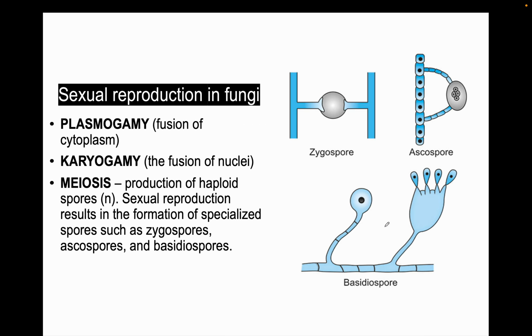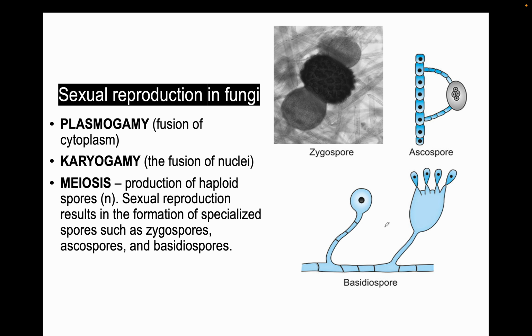For sexual reproduction, I already mentioned the 3 steps. Plasmogamy, when cytoplasm fuses, plasmo, cytoplasm. So the nuclei coming from 2 different mycelia can combine. Karyogamy, when the nuclei fuse within a heterokaryotic fungal cell. And meiosis is when haploid spores are produced. Sexual reproduction results in the formation of specialized spores. These specialized spores are characteristic of the different divisions: zygospores for Zygomycota, ascospores for Ascomycota, and basidiospores for Basidiomycota. Okay, so here are some examples.